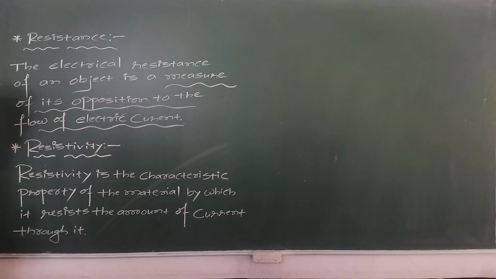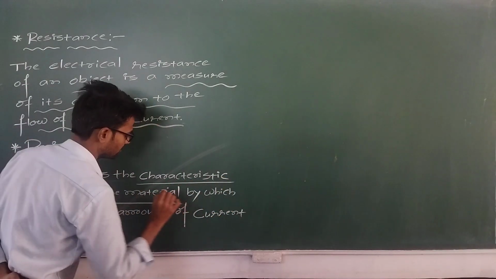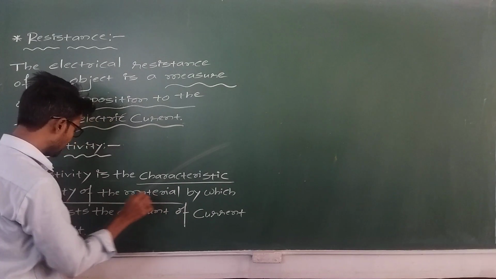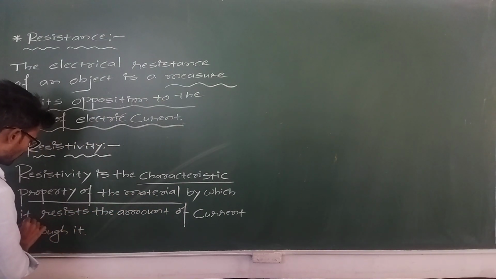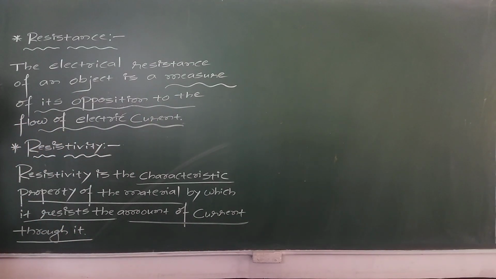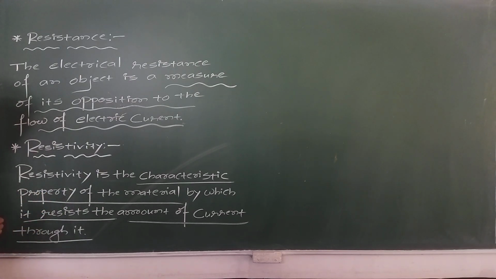After that, we have resistivity. The definition of resistivity: resistivity is the characteristic property of the material by which it resists the amount of current through it. It is a very important definition, you remember. So these definitions you remember.